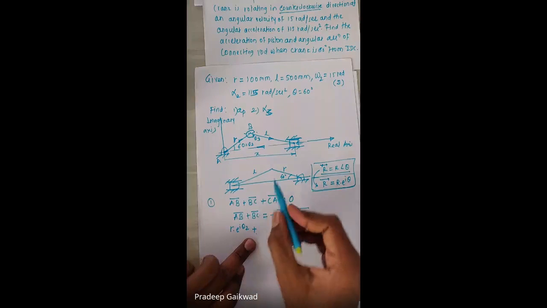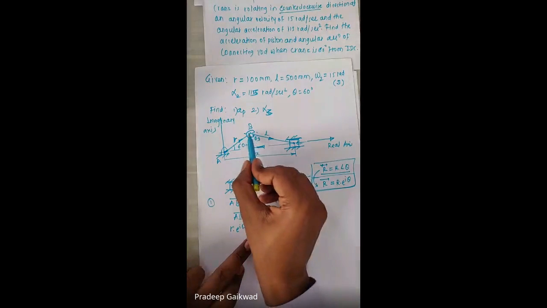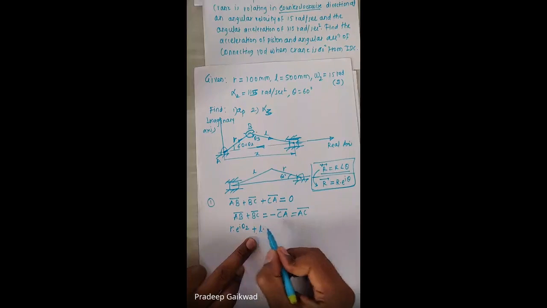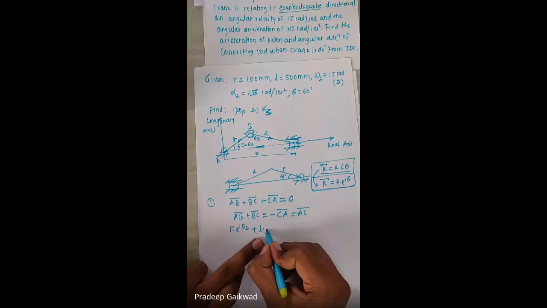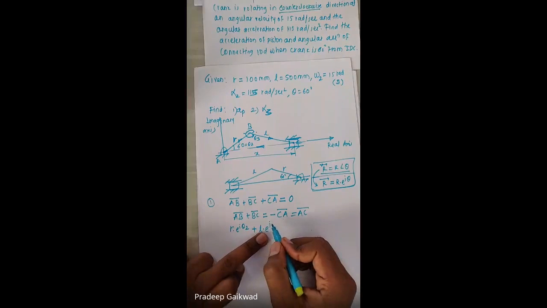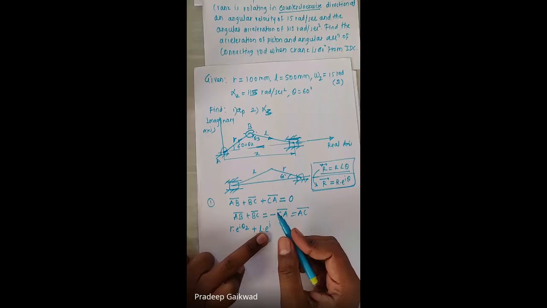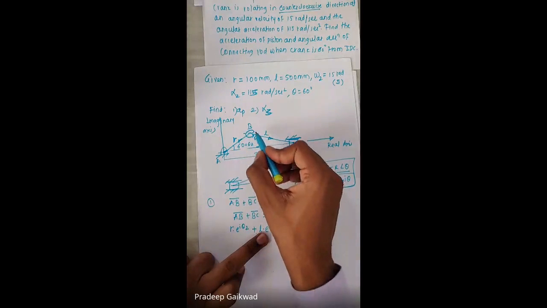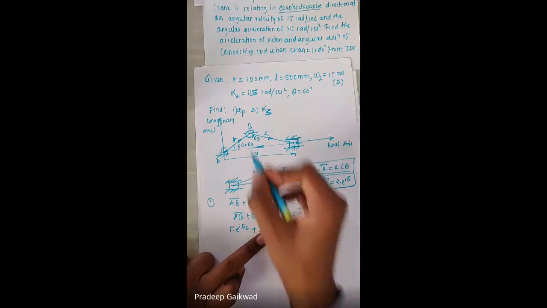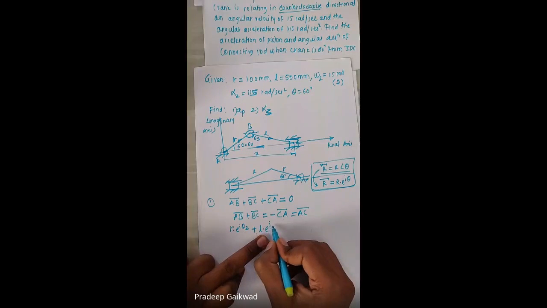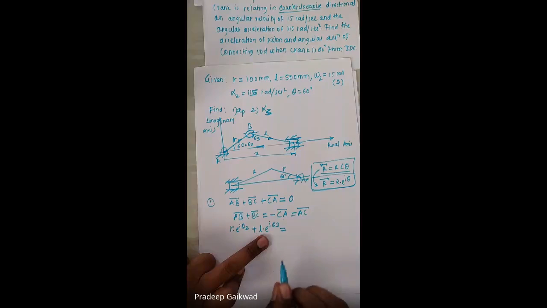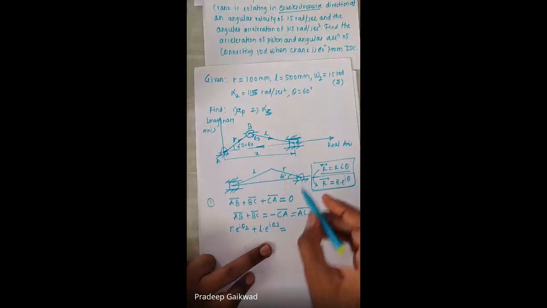How can I write BC? How much is the magnitude of BC? L into e raised to i, theta 3, the direction of that particular link. We are taking from the same first coordinate. So L e raised to i theta 3 is equal to AC, I am writing here. AC I am writing. So how much theta?